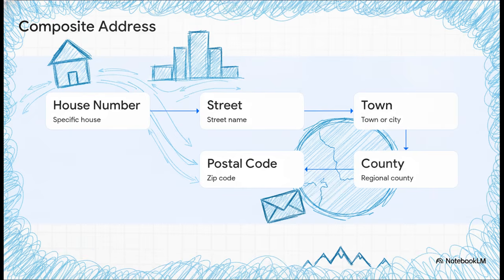Now contrast that with a composite attribute, like an address. If we just shoved an entire address into one long line of text, analyzing our data would be a total nightmare. Think about it. What if the university wants to send a mass email to all students living in a specific county? By subdividing that composite attribute into smaller component attributes, like house number, street, town, county, and postal code, we make our modeling so much cleaner and our database infinitely more powerful.